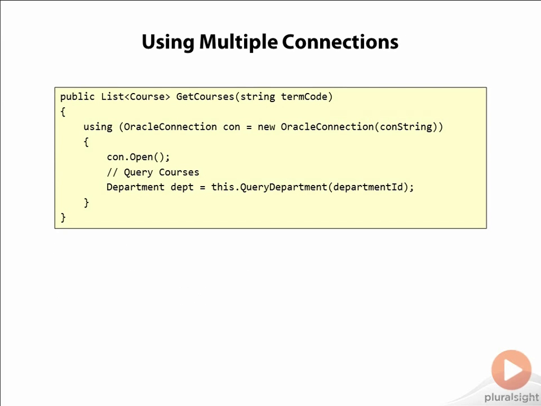There are occasions that we run a query in our application code, and in response to the results in that query, we may need to execute additional SQL statements against Oracle. One example of such a situation is shown here in the slide. I have a method where I want to get a list of courses for a term, and in addition, I need to look up some information about the department that is offering the course.